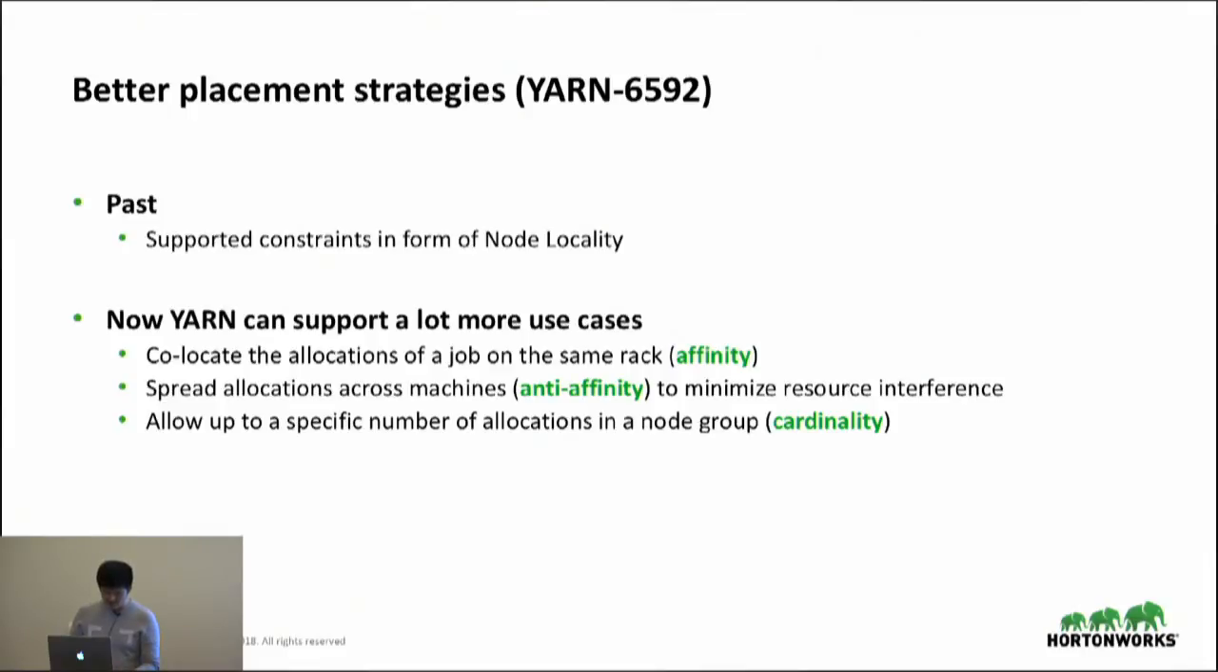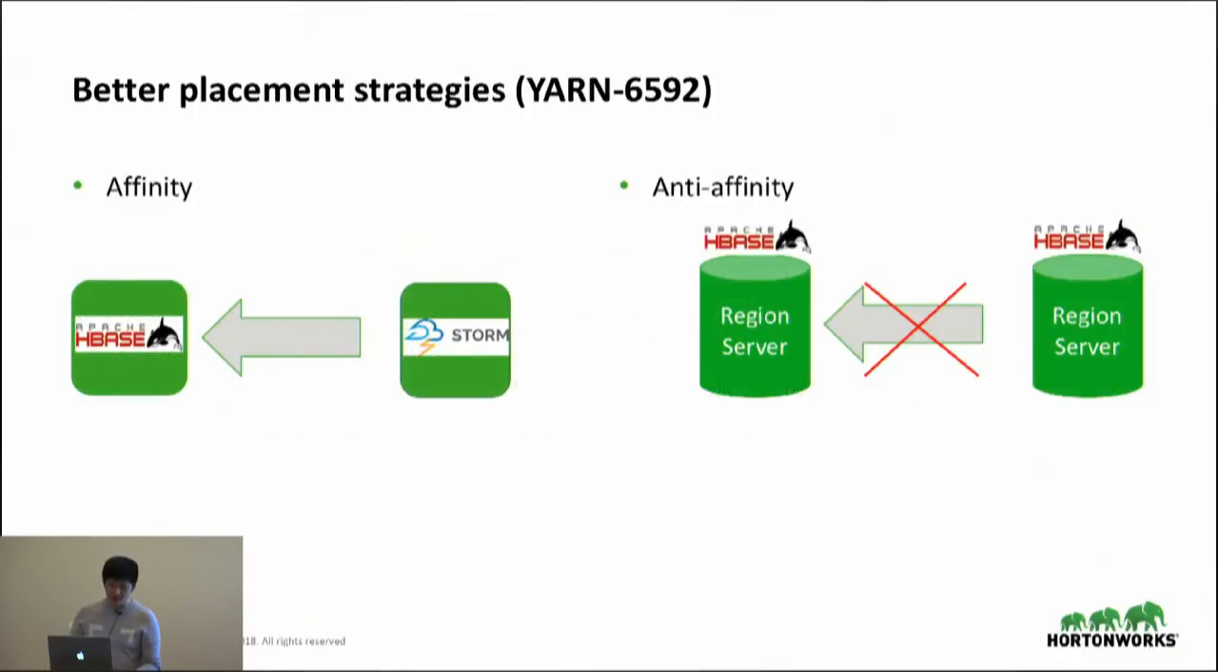Another thing is that we allow setting a specific number of allocations per node or node group, which we call cardinality. So here's a short example. We can see what anti-affinity and affinity look like.